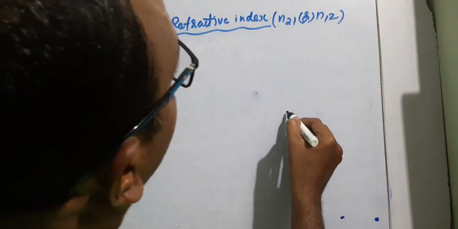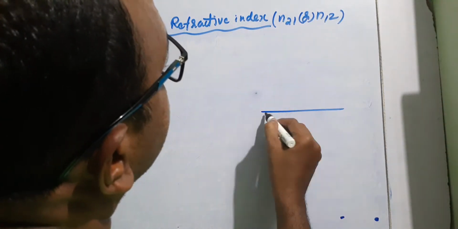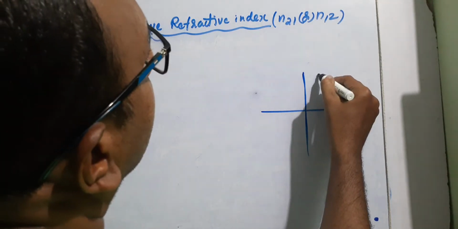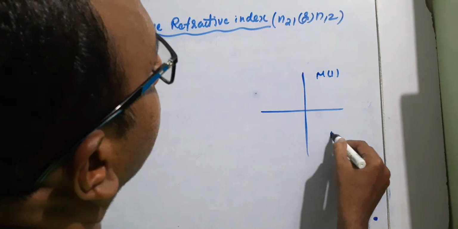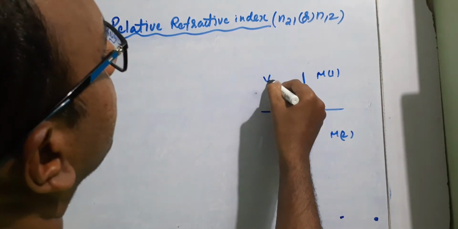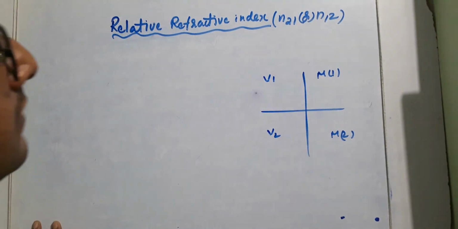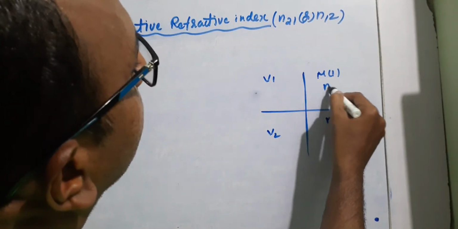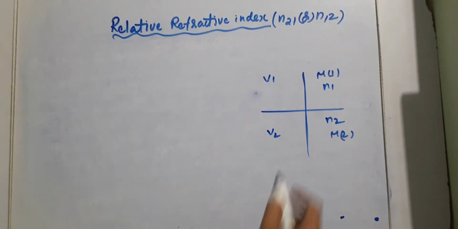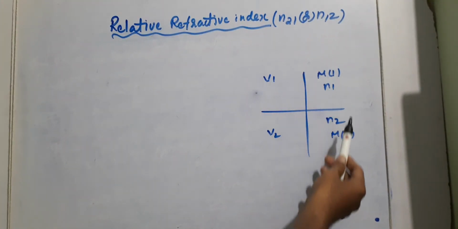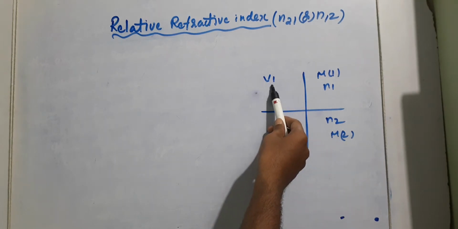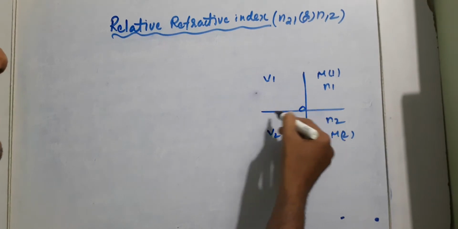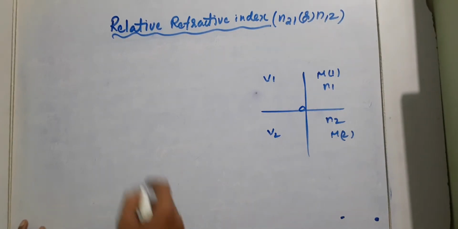For example, the interface separates both media, medium 1 and medium 2. The speed of light in medium 1 is v1 and the speed of light in medium 2 is v2, and the refractive index of this one is n2 and this one is n1. So you may take this one as medium 1 and medium 2. The speed of light here is v1 and v2, it is the interface and these are the normals drawn to the interface.